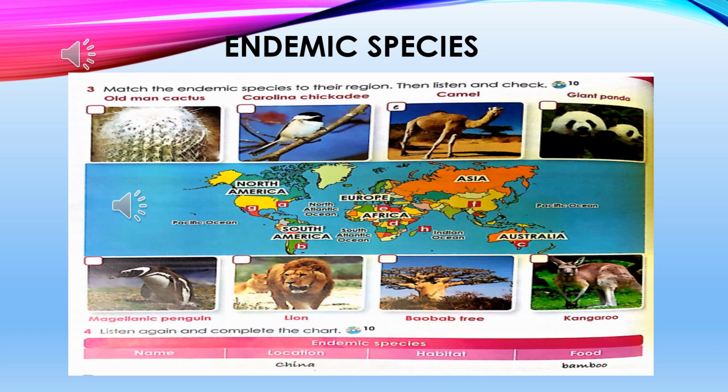Now, number 4, listen again. Listen to the audio again and complete the chart. Here you have, it's going to be an endemic species. You need to find the name of the endemic species. You have the location, which is China, and then you need to find the habitat. And the last one is going to be the food, but you have the food there. It's bamboo. So location and food, it's already answered. You need to listen to the audio and then write the name and the habitat of this endemic species.